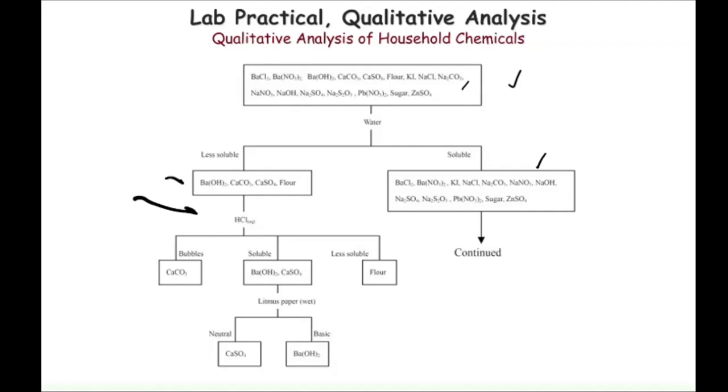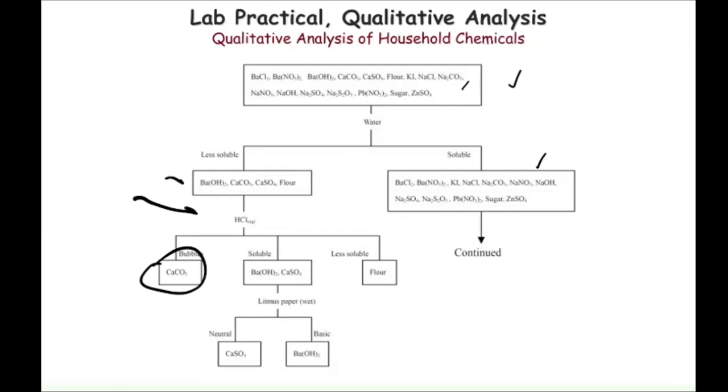To that precipitate, you isolate the precipitate, you add hydrochloric acid to it, and you see bubbles. And then you see that the solution is neutral. Well, when you see bubbles, you should be able to say that, oh, my unknown contains calcium carbonate.